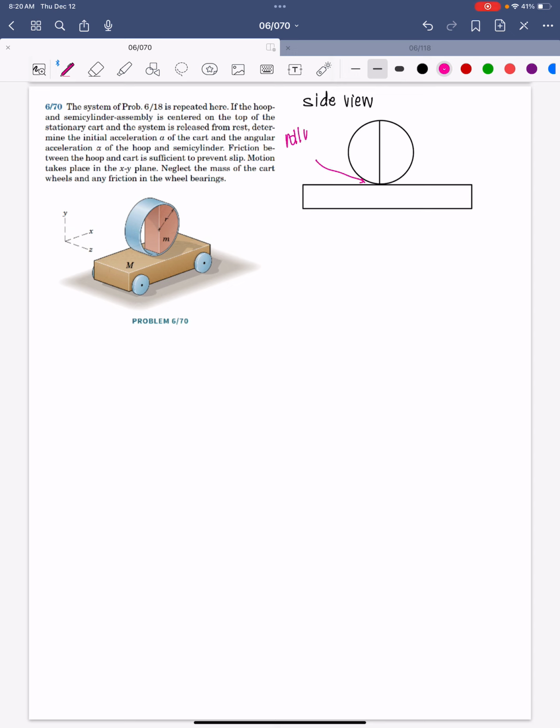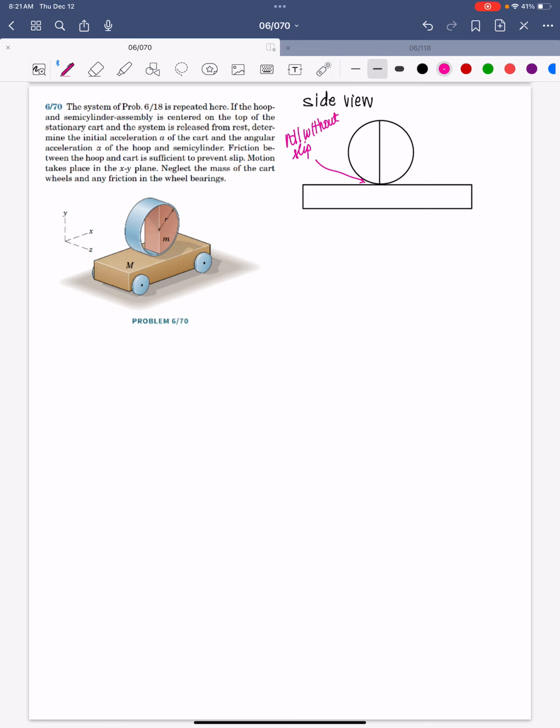Roll without slip. And the system is released from rest. We need to determine the initial acceleration A of the cart and the angular acceleration alpha of the hoop. Friction between the hoop and the cart is sufficient to prevent slip. Motion takes place in the XY plane. Neglect the mass of the cart wheels and any friction in the wheel bearings.